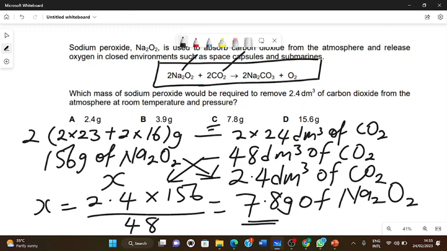So the answer to this question is C, the correct answer. As simple as ABC. Just straight to the point. From the expression we have on the screen, we just relate the mass to the volume. So this is not the only approach. There's another approach to this. But if you are comfortable with this approach, you are free to use it. You arrive at the same answer at the end of the day.